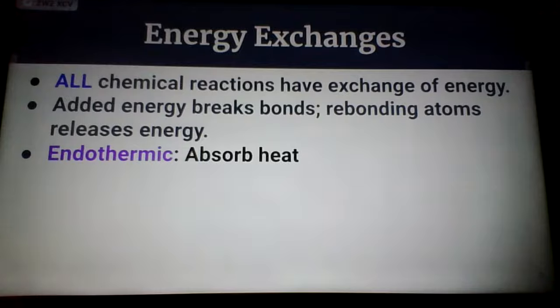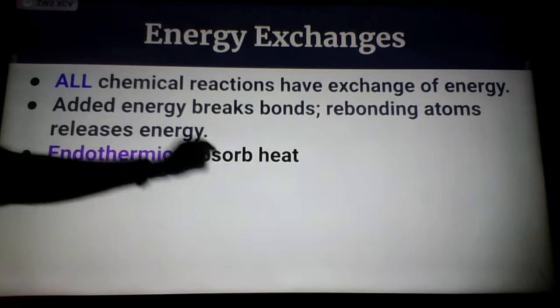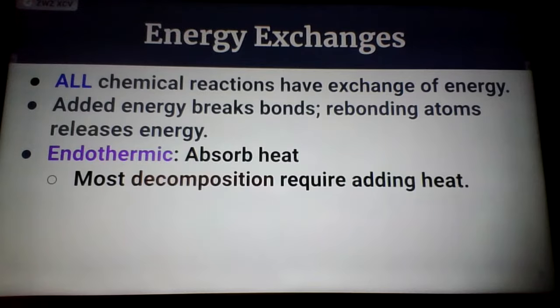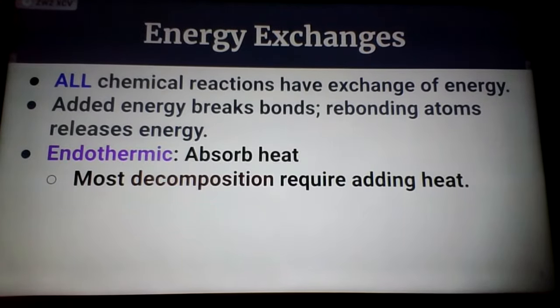A couple more definitions. Endothermic. Endo sounds a little like enter, and thermic means heat. So an endothermic reaction is one that absorbs heat. Heat goes into the reaction. That's called endothermic, entering heat. And in that case, decompositions are going to require us to add heat, energy, in order to break those bonds. Remember the second line right here, added energy breaks the bonds. So endothermic reactions, most of the decompositions are endothermic because they require us adding heat energy in order to separate the molecules.